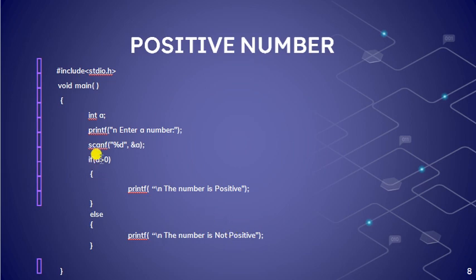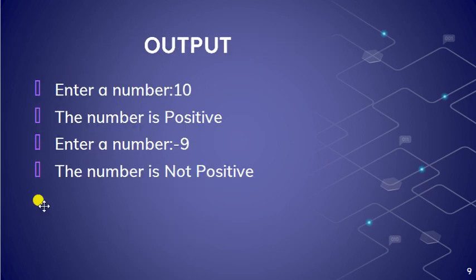So first we check a greater than 0. If it is greater than 0, then print the number is positive. If it is not greater than 0, then it will print the number is not positive. That is the program for checking whether a given number is positive or not. So we can see the output like this. We enter a number, then we enter 10, then the output is the number is positive. Enter a number, then we enter -9, the number is not positive. So this is the output of checking whether a given number is positive or not.